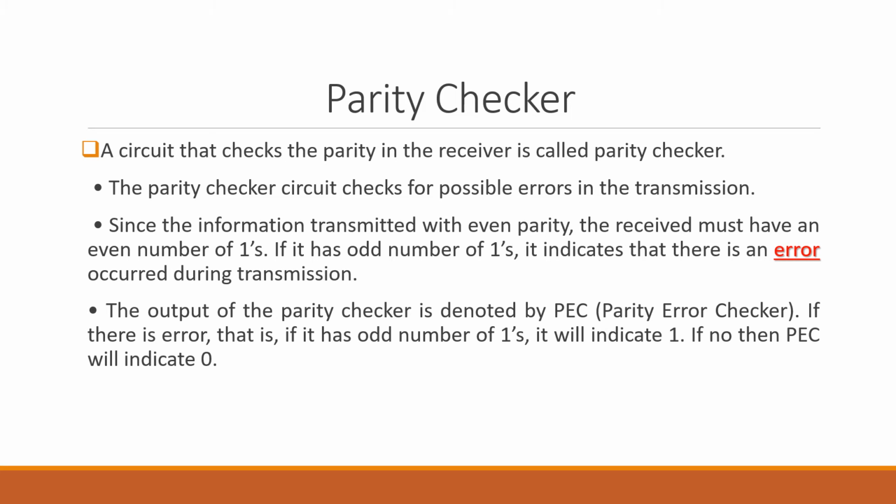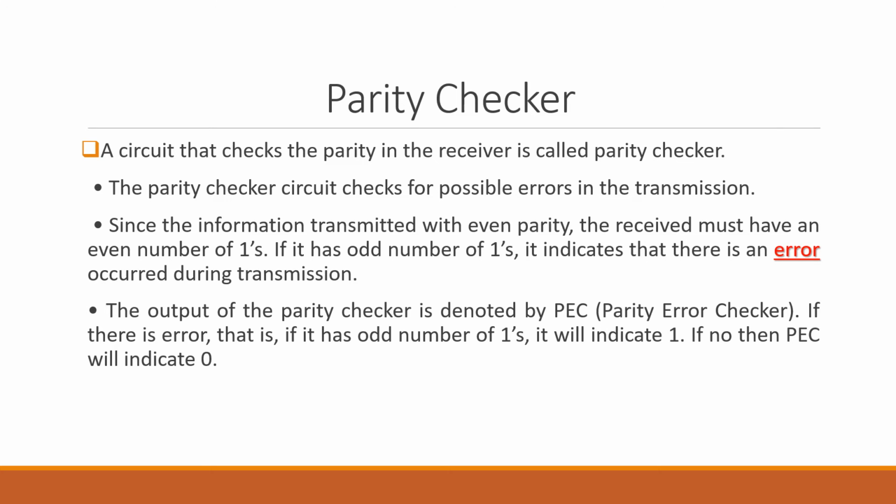And the parity checker is the circuit that can check the parity, or check for errors, in the receiver, so we call it the parity checker. The parity checker circuit checks for any possible errors in the transmission. Since the information is transmitted with even parity, like I said before, the receiver must have an even number of 1s. So if it has an odd number of 1s, it indicates there is an error during the transmission.